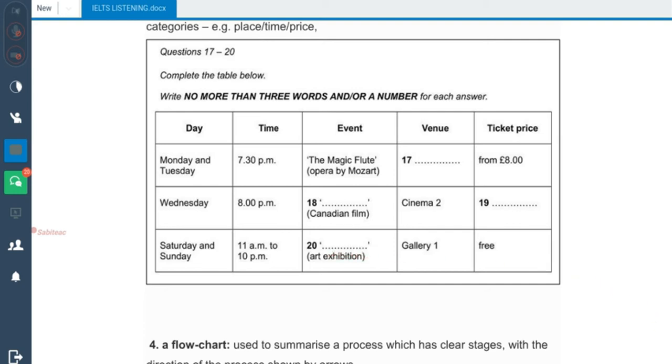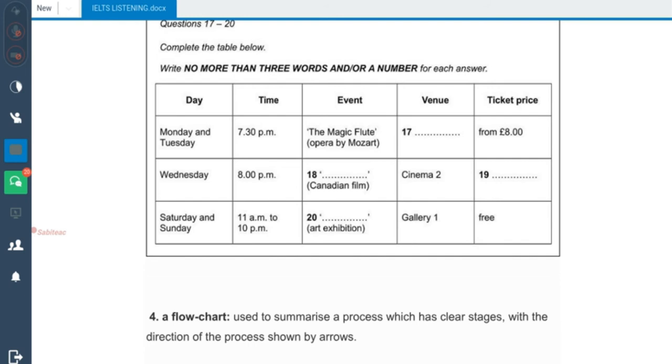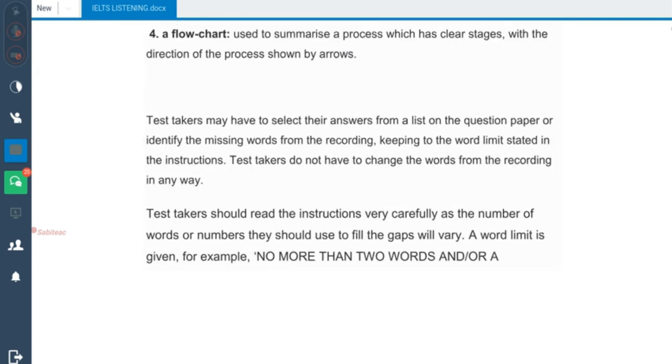Okay, so a flow chart is another kind of question that you come across in the listening section. What is a flow chart? A flow chart is used to summarize a process which has clear stages with the direction of the process shown by arrows. I think if I scroll down, there's also an example of this flow chart question.